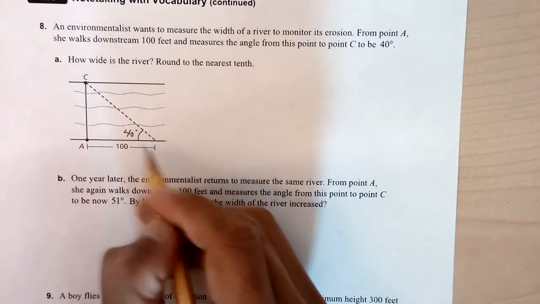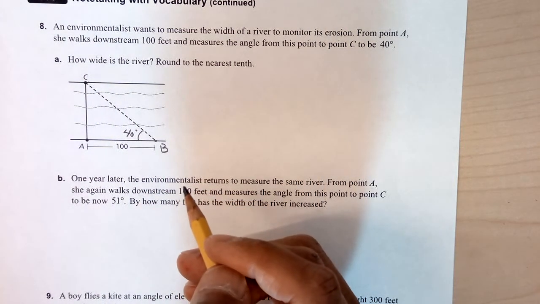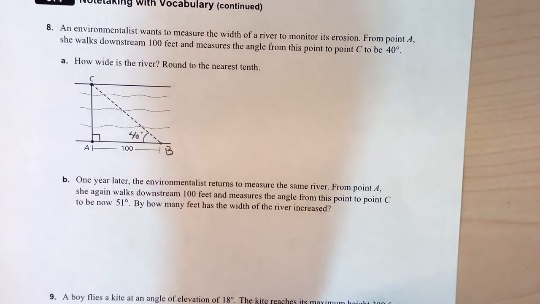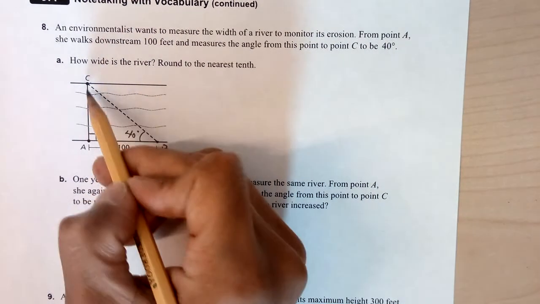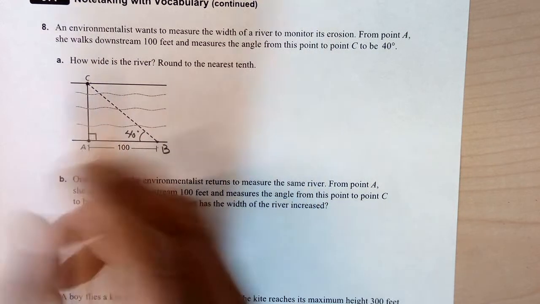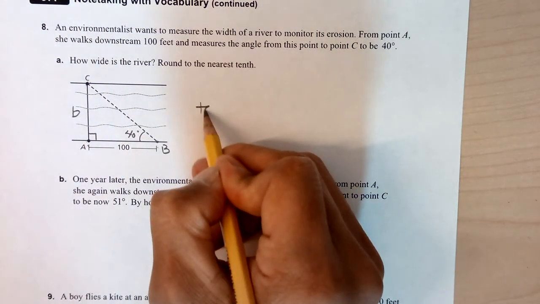So this angle is 40 degrees. I'm going to label this point B right here. And then what you're going to have to assume is that triangle ABC is a right triangle, and you really have to do that to be able to use the tangent ratio. We're trying to find the width of the river, that's CA, or since it's opposite angle B, I'm going to label that lowercase b. And then we could set up the tangent ratio.